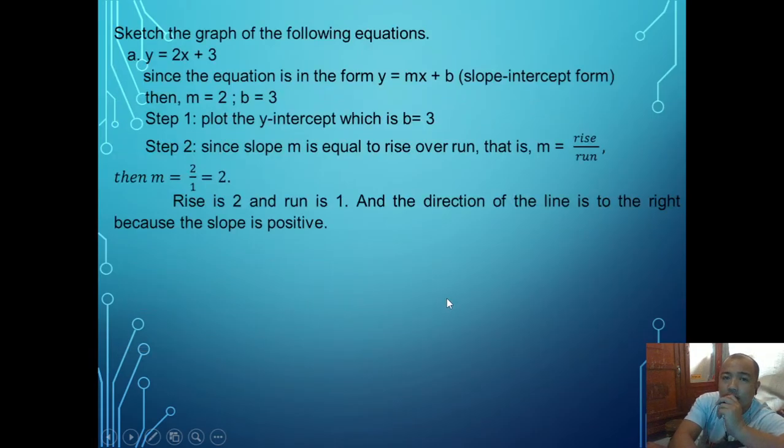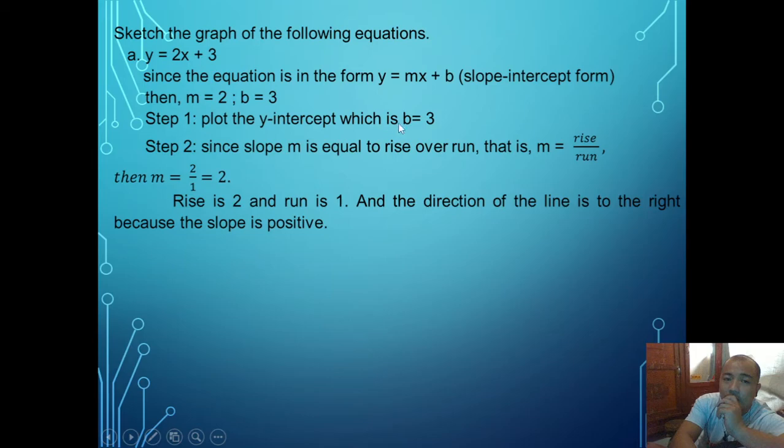So, sketch the graph of the following equations. Y equals 2x plus 3. Right? This time, let us learn how to graph an equation of a line in slope-intercept form. So since the equation is in the form y equals mx plus b, we can now determine the slope, which is 2, y-intercept is 3.